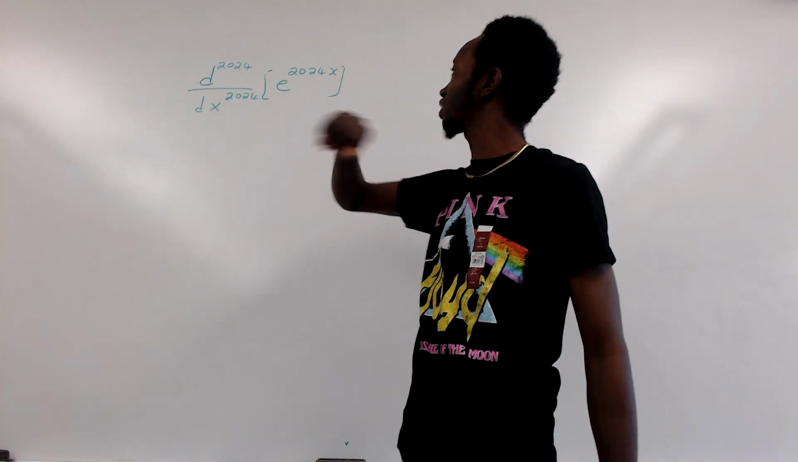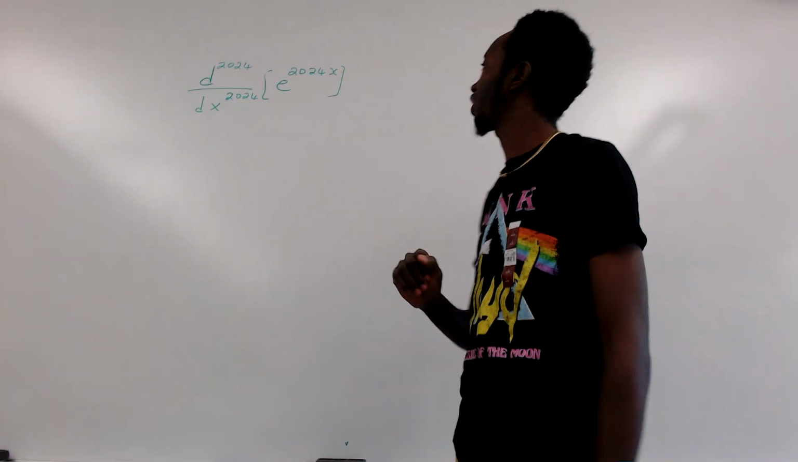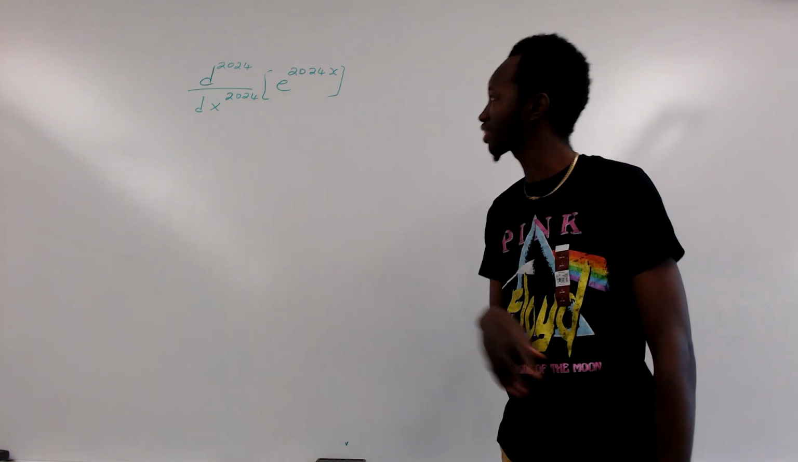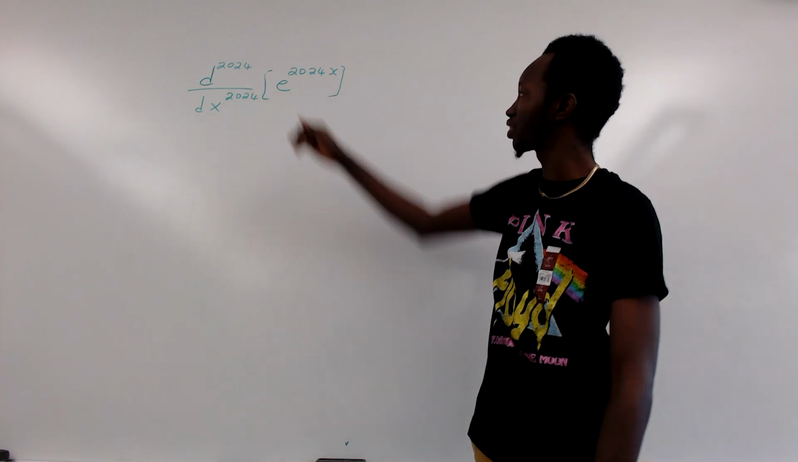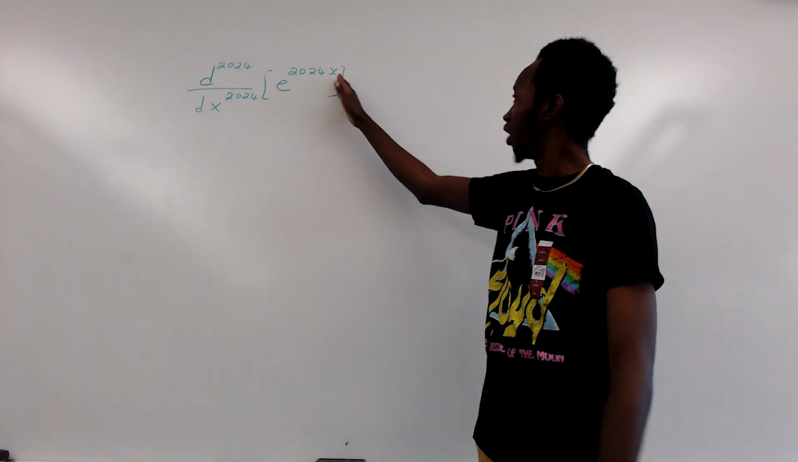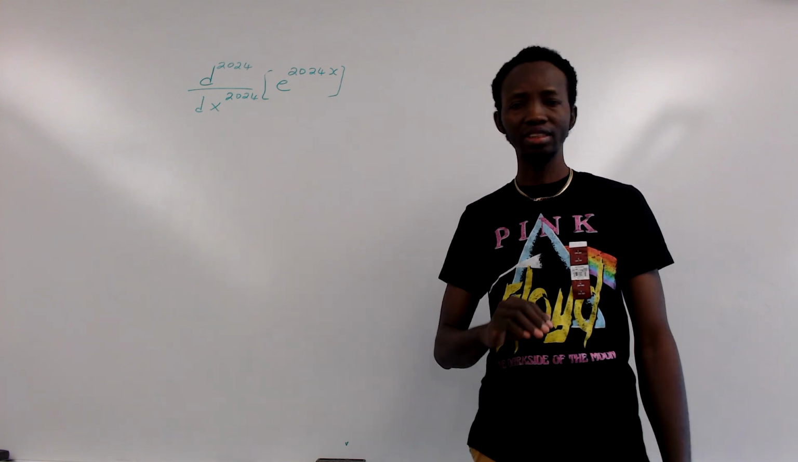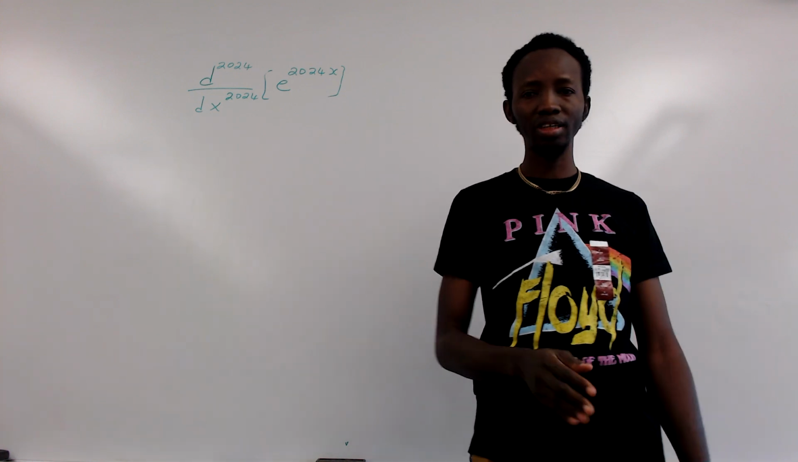And we have this nth derivative function, in which we are required to find the derivative of e raised to the power 2024x. You see, we are given d^2024/dx^2024, and the function given is e raised to the power 2024x. So we are required to find this value, and it looks tricky, but it's something we can solve in less than 3 minutes. I believe so.